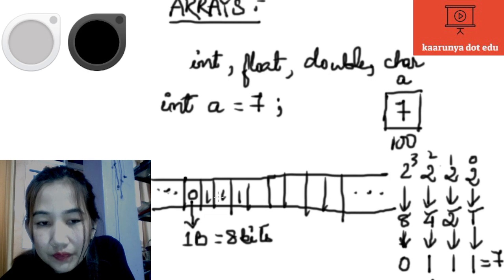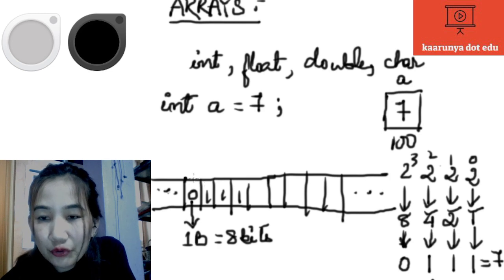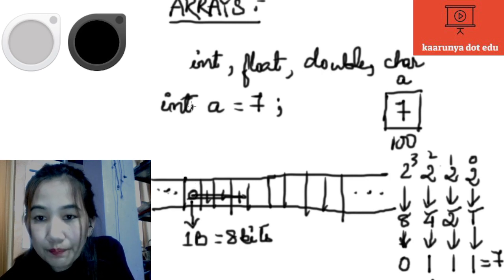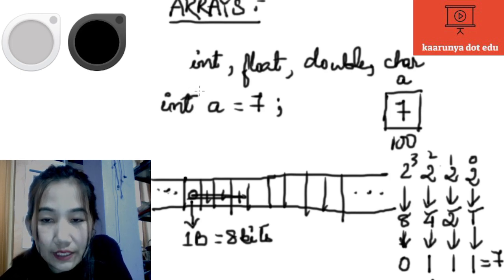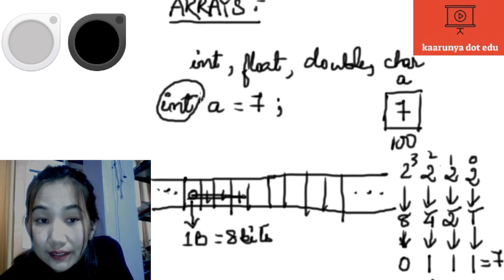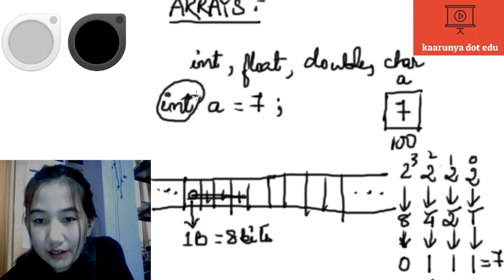So we will draw the larger view of this. For this number 7, how much space it will occupy in the memory, that we should know first, right? It depends on the data type that you are using.